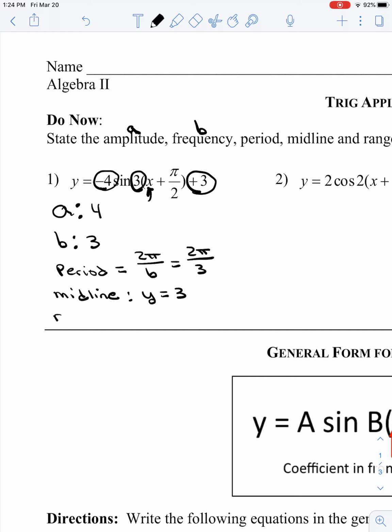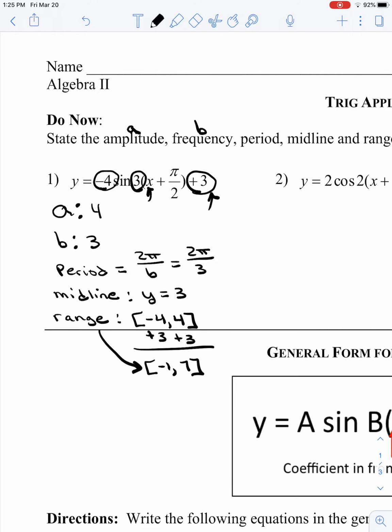Lastly, I want to find my range. So to think about the range, the first thing I'm going to look at is the amplitude. Now, I found earlier that the amplitude was 4. So if there was no vertical shift to my function, I would think that my range would be from -4 to 4. But my function was shifted up 3. So that means I have to add 3 to my minimum and add 3 to my maximum. So the range value is really going to be -1 to 7. That's my range.